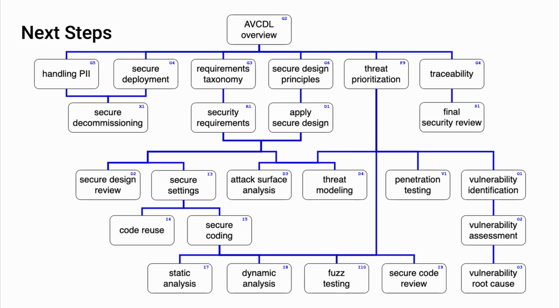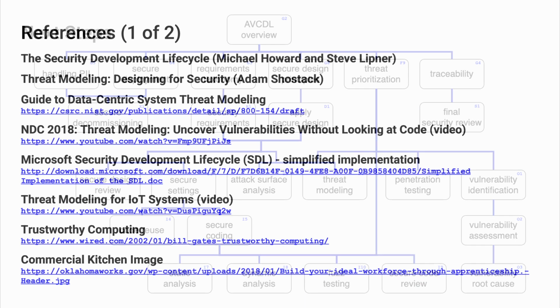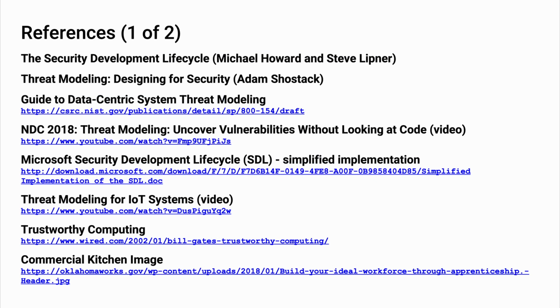Once you've completed all the trainings related to threat modeling, you can proceed to one of the other trainings at this level. These are attack surface analysis, penetration testing, and vulnerability identification. Additionally, if you've completed secure coding and its prerequisites, you can also proceed to static analysis, dynamic analysis, fuzz testing, and secure code review. Here are the references to the source material used in the creation of this presentation.